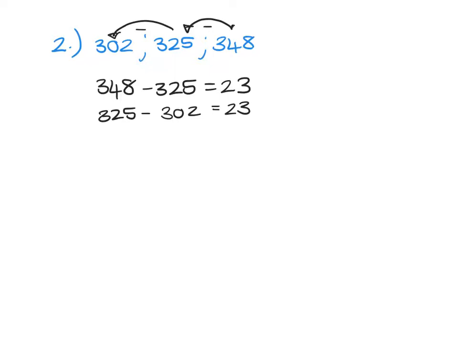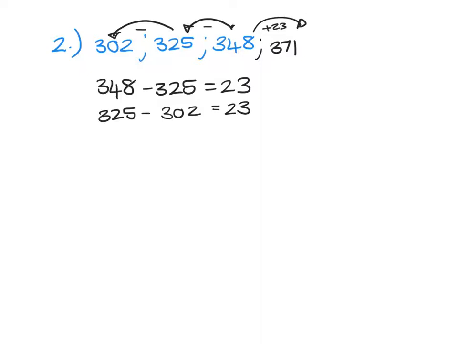So I'm obviously not minusing 23. I am plusing 23. So my next number here will then obviously be 348 plus 23. So that's how I knew that I had to plus 23: I did a minus sum.